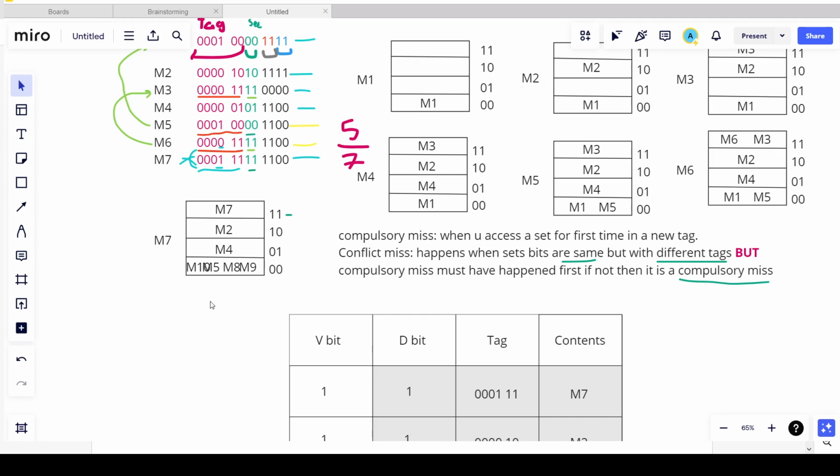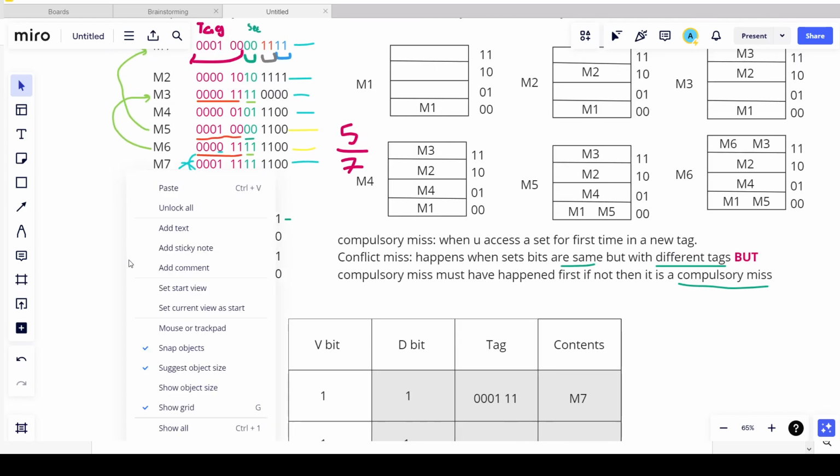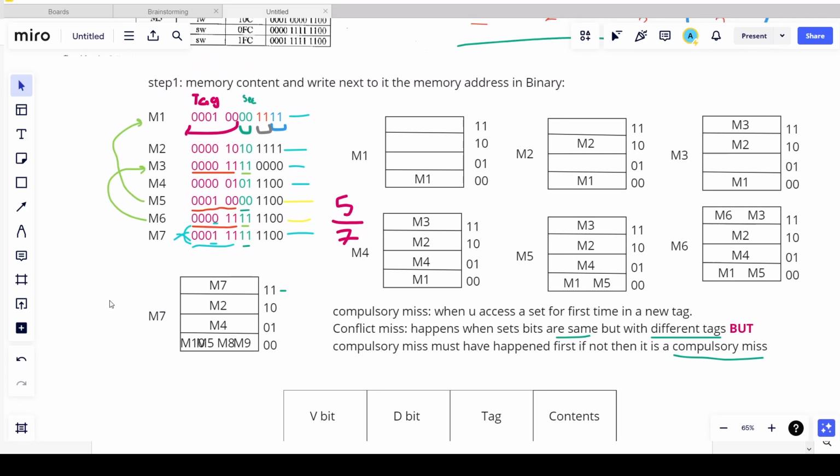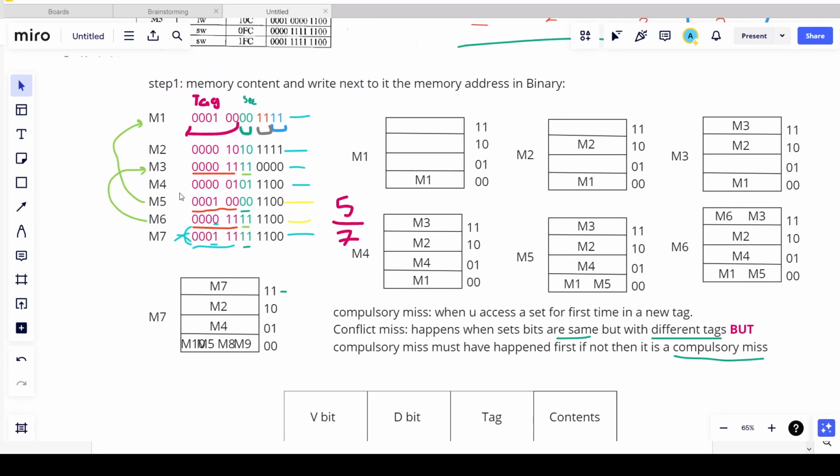All right, another question. What if we had M11, right? And this M11 is in set 11 and it has the same tag as M6. Will this be a compulsory miss or a conflict miss?